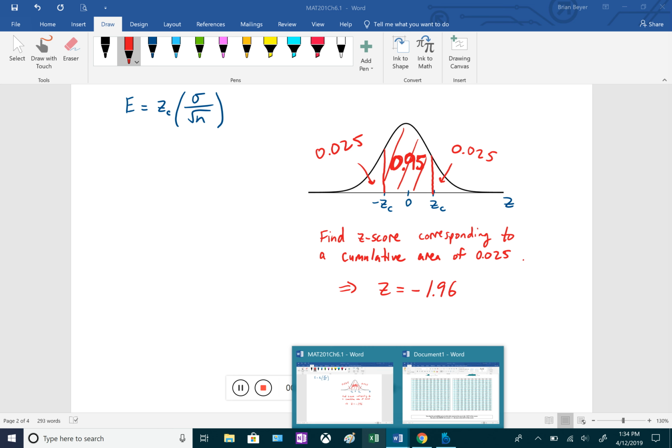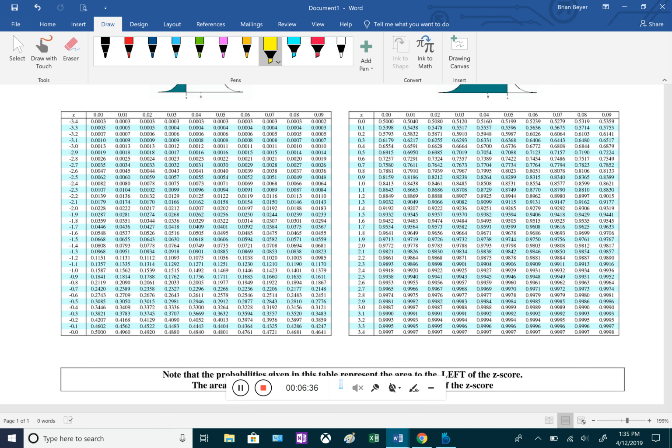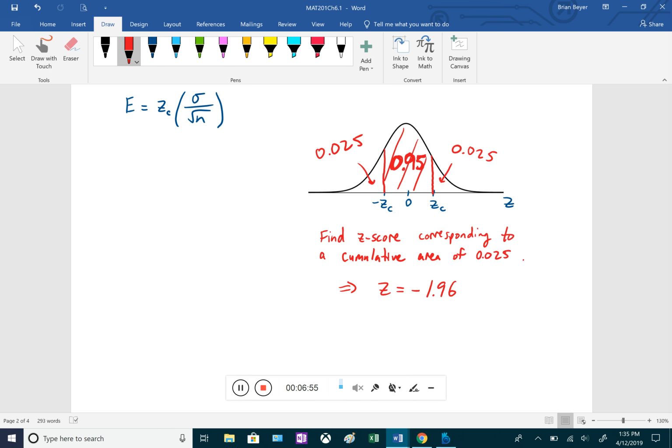Okay, so let's just make sure we still know how to do that. So finding an area of 0.025, that's going to be right about here. There it is, 0.025. So the z-score for that is negative 1.96. So that is our negative one. The one that we found on the table was this right here, that z-score.